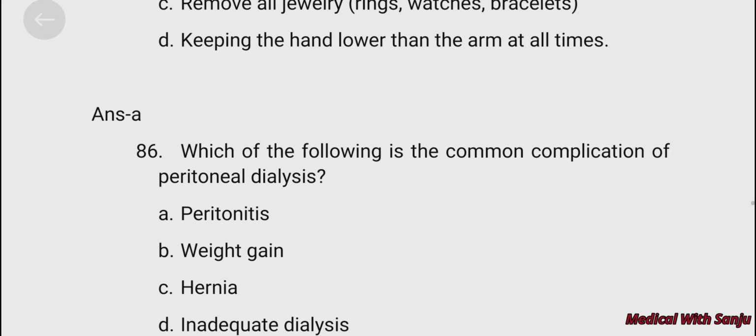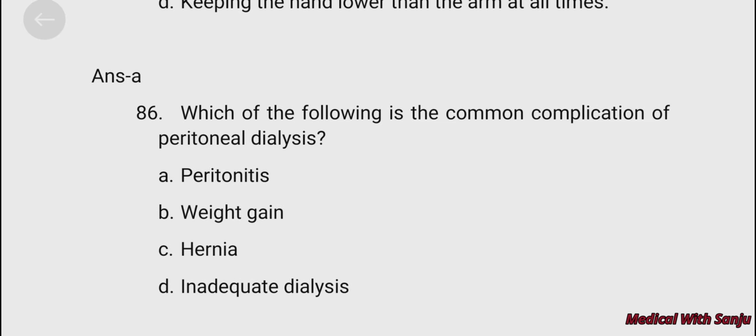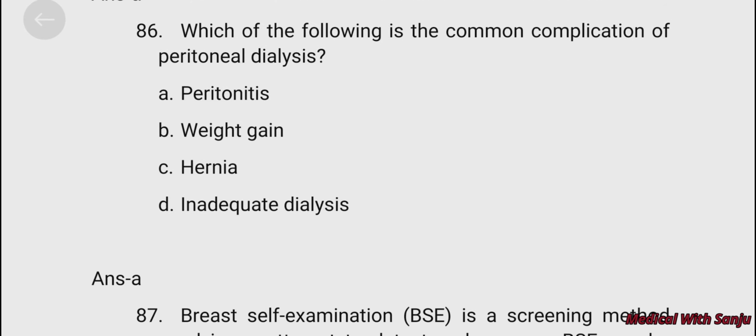Question number 86. Which of the following is a common complication of peritoneal dialysis? Option A, peritonitis. Option B, weight gain. Option C, hernia. Option D, inadequate dialysis. Peritonitis. Option A is the right answer. The infection of the abdominal lining is known as peritonitis.